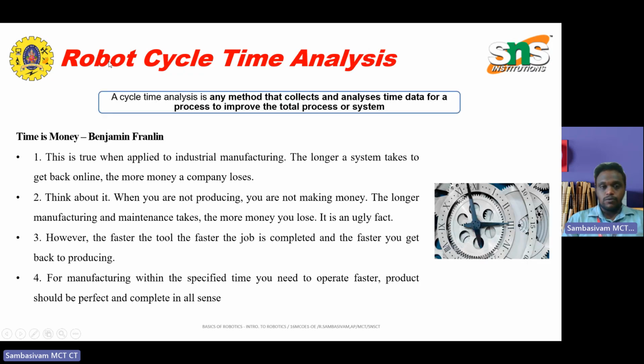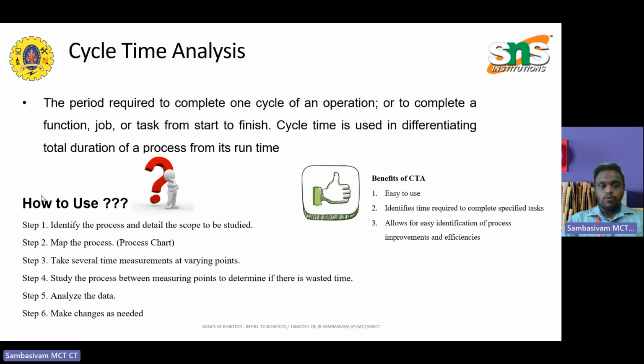Cycle time analysis is any method that collects and analyzes data for a process to improve the total process of a system. When applied to a robot, it means the robot performs a certain task within a certain period of time, with accuracy and precision, for a large number of products. This is called robot cycle time analysis. As I said, it is the period required to complete one cycle of operation, a function, a job or a task from start to finish.